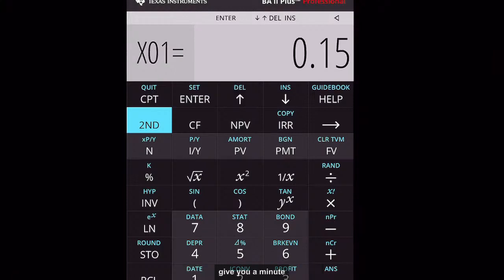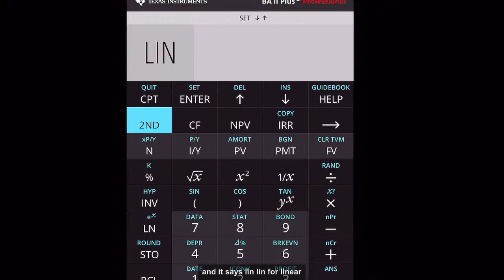Okay, I'll give you a minute. When you're ready, hit second stat, and then you can scroll through the results. So second stat, and it says LIN. LIN for linear. These are the linear results. Your calculator is assuming that's what you want: the linear relationship results.